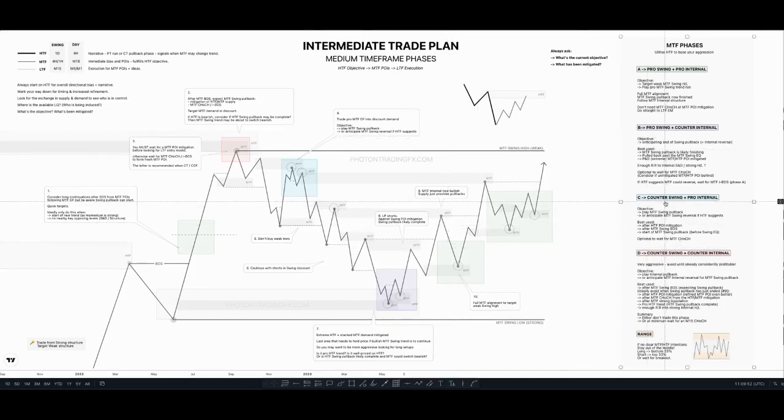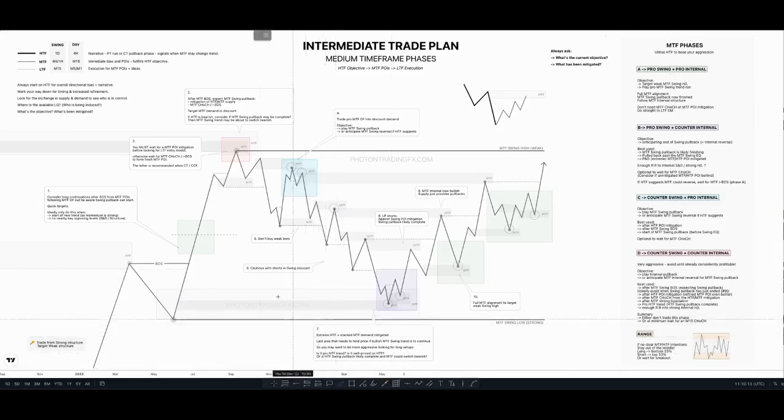So phase C, counter swing and pro internal. Okay, so this is when trading counter swing trends can still be pretty damn high probability because you're trading in line with the internal structure. And that can be decent, right? But again, there's certain times in which it is higher probability and there's certain times in which it's lower probability.